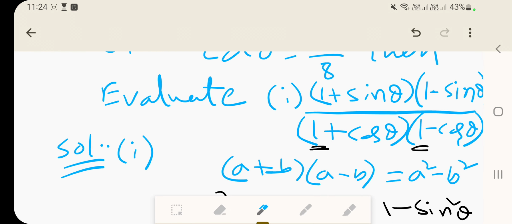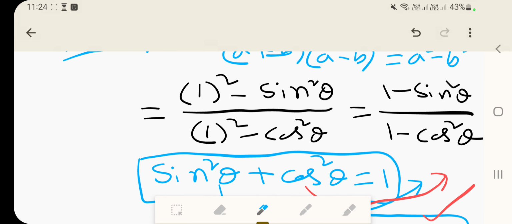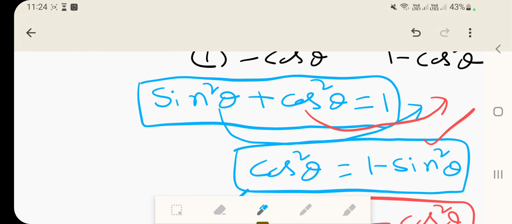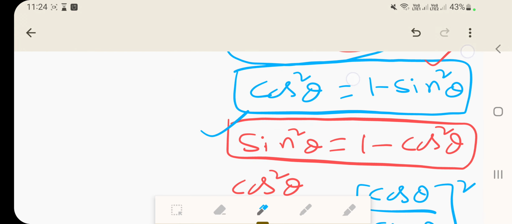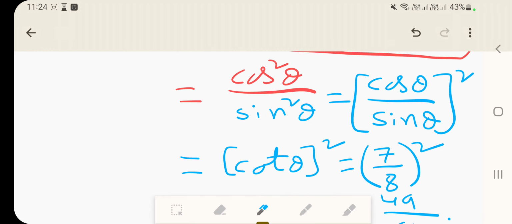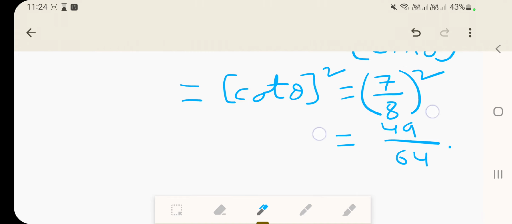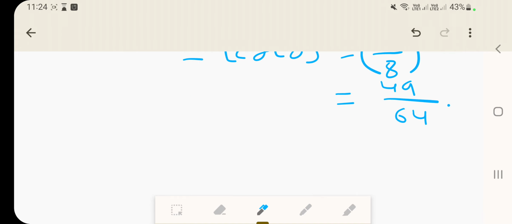Very simple. Again, just 1 minute I'll explain. 1 plus sin theta into 1 minus sin theta, we got 1 square minus sin square theta. Denominator 1 square minus cos square theta. In the numerator we change 1 minus sin square theta as cos square theta, and in the denominator 1 minus cos square theta is changed as sin square theta. So we got cos theta by sin theta, cot theta, and what is given is cot theta 7 by 8. 7 by 8 whole square we get. So this is the first.